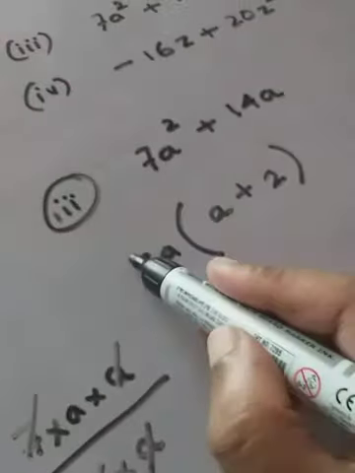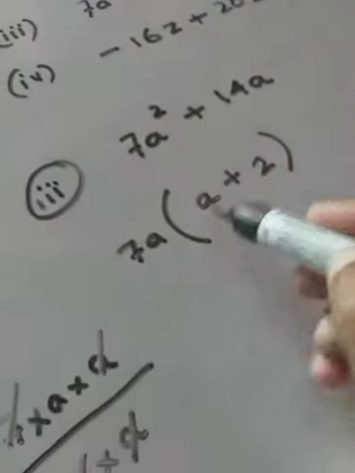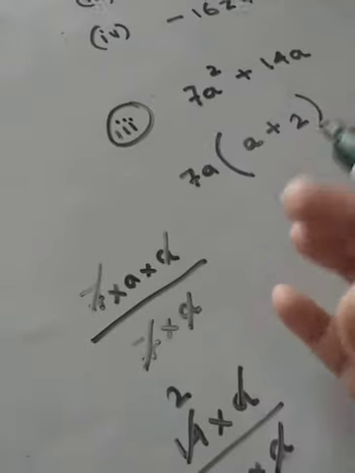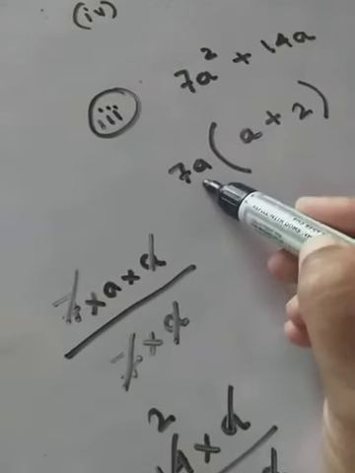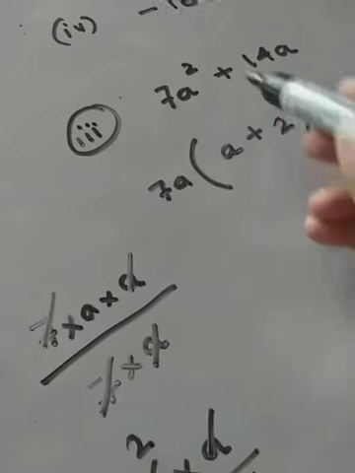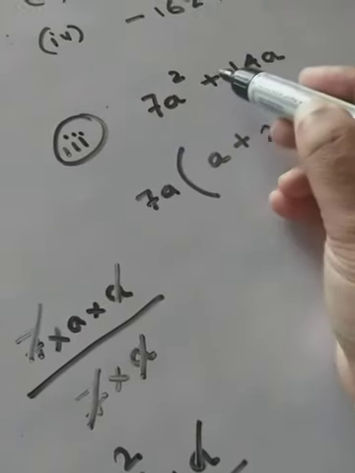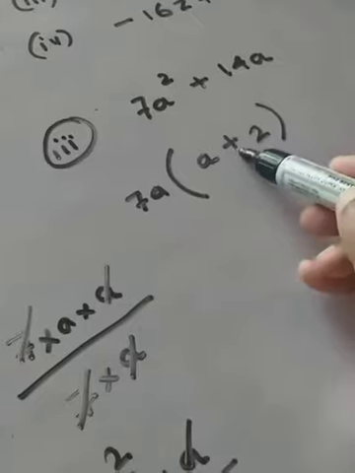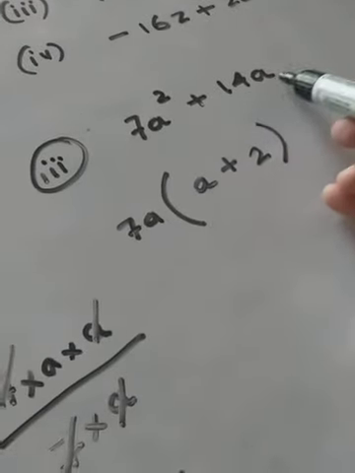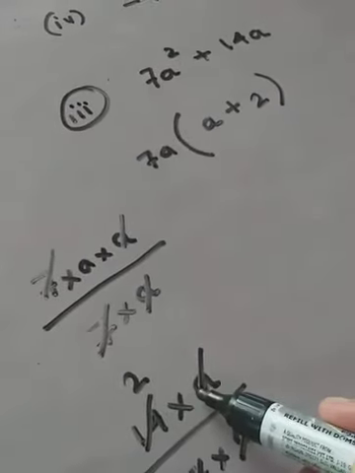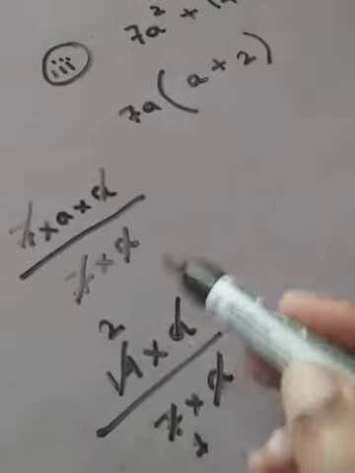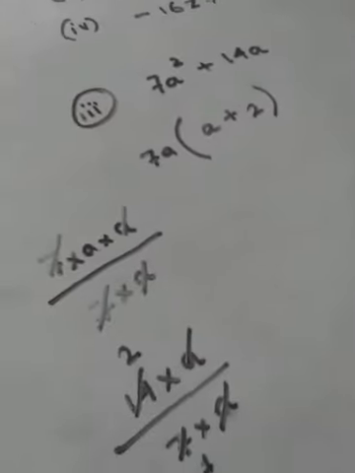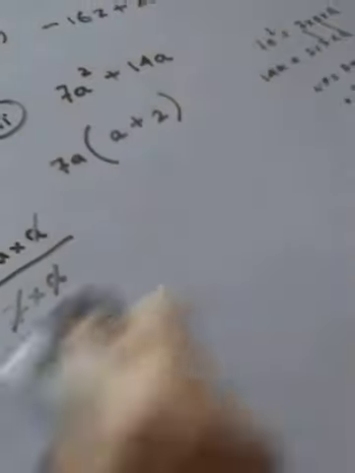Once you know what to take as common, inside the bracket you divide the first term by this common term. Then you put the sign: if it is a plus sign, you put plus; if there is a minus sign, you put minus. Now the second term is 14a. This 14a needs to be divided by the common term. After reducing, you get 2. So this is how you solve it. Now let's move on to the next one.